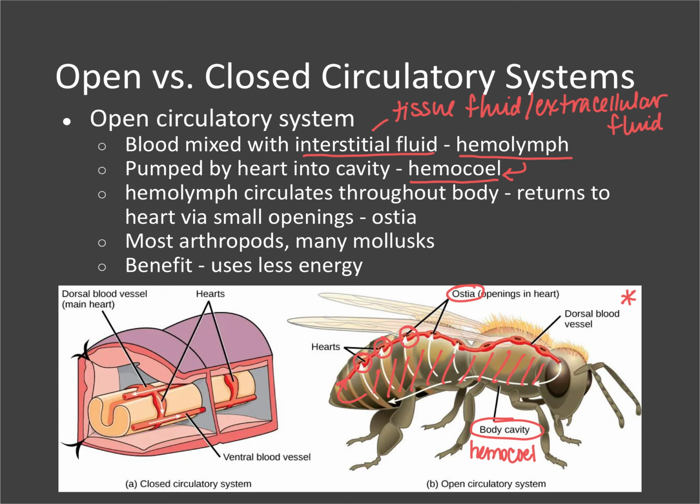An open circulatory system is found in most arthropods. So remember, arthropods include things like insects and arachnids. Many mollusks also have an open circulatory system, but not all of them. For example, the cephalopods, which include squid, cuttlefish, octopus, and nautilus, actually have a closed circulatory system. One benefit of an open circulatory system is that it uses less energy, but there is also a downside. It also is less efficient.